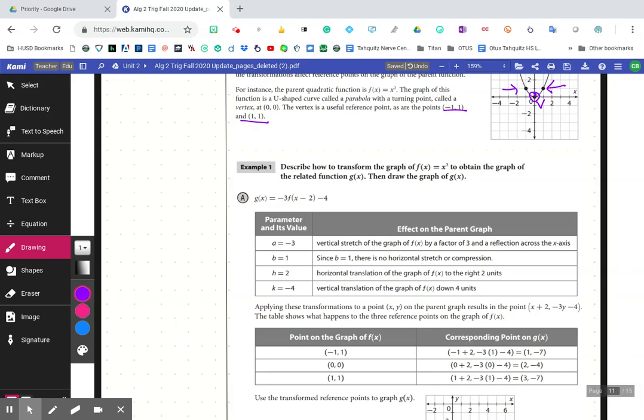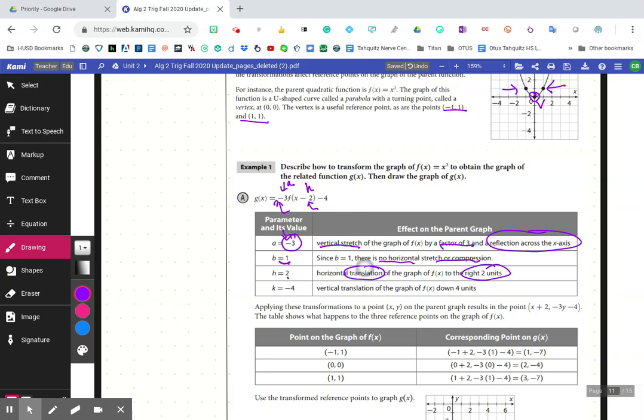First of all, we look at the value in front. That's our a value. Our a value is -3, which means we have a vertical stretch by a factor of 3. It is negative, so that negative makes it a reflection in the x-axis. There's nothing in front of the x on the inside, so b equals 1, so there's no horizontal stretch or compression. h equals 2, this is the h value in there, but notice it's negative inside there, which means it goes in the positive direction, so it's going to go to the right 2 units.